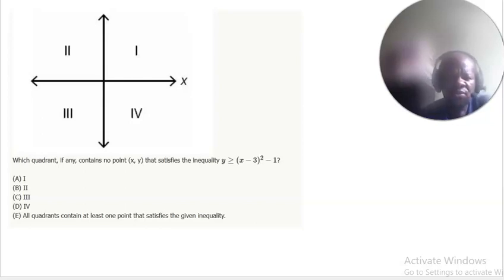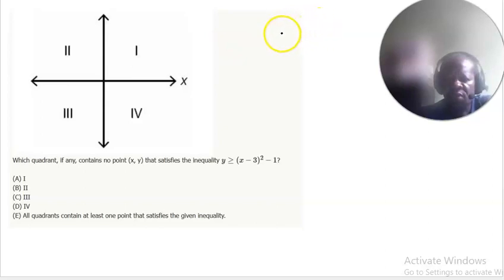The question we have to treat is from the GMAT topic coordinate geometry. So this is a difficult question, so let's take a look at it. Which quadrant, if any, contains no point xy that satisfies the inequality? So let's go ahead and just write the inequality.